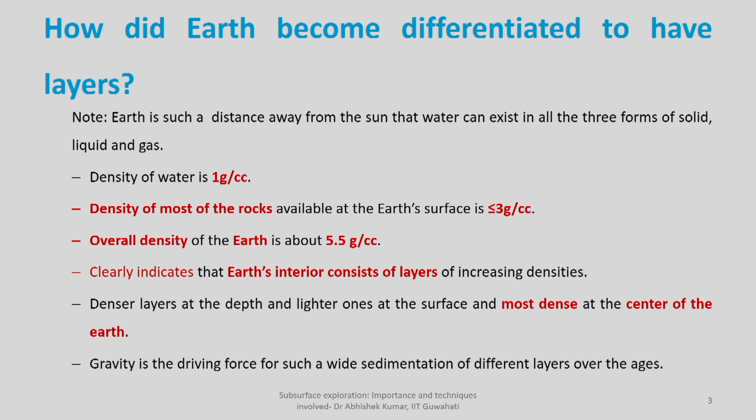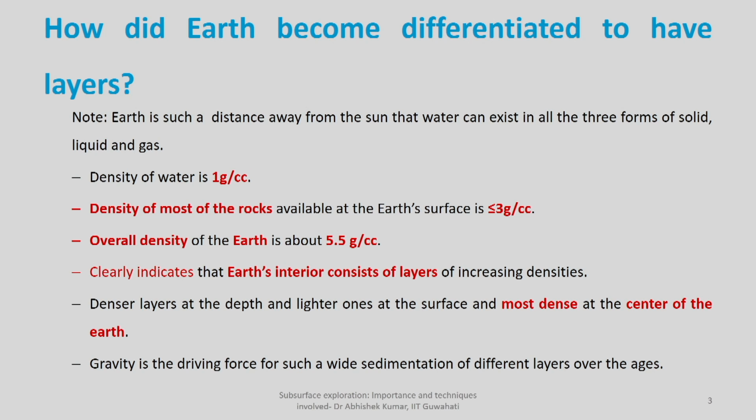Now, the density of water on an average is 1 gram per cc. The density of most of the rocks available at the earth's surface, like you start with soil, is 1.6, 1.7, 1.8 gram per cc, then you take up some rock material which may be 2.3, 2.4 gram per cc, and maybe some denser material, maybe of granitic origin, very dense rocks.